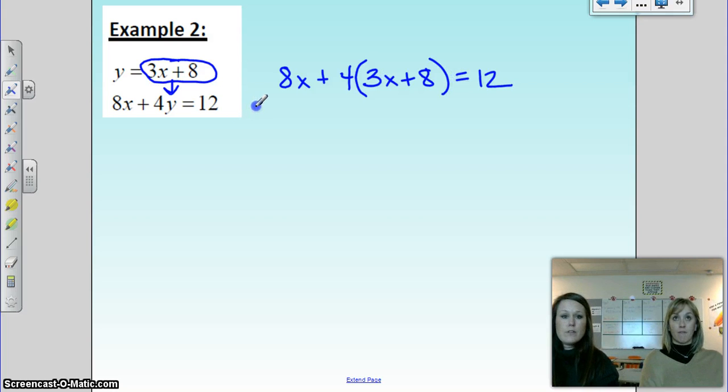Now check myself before I wreck myself. Okay, I see an x, then I see an x. So we're going to solve for x. I have no y's there. That's good.